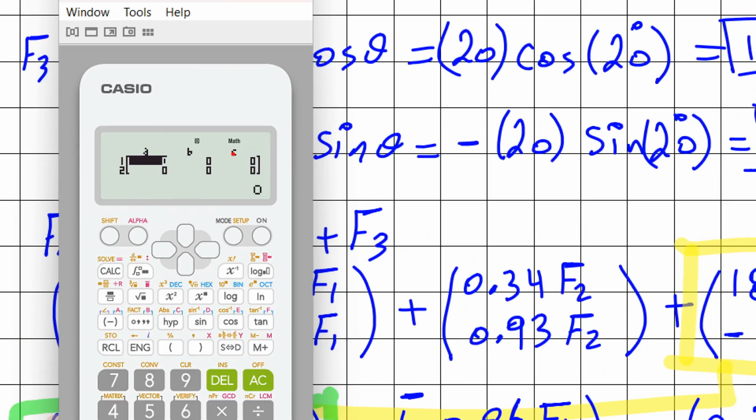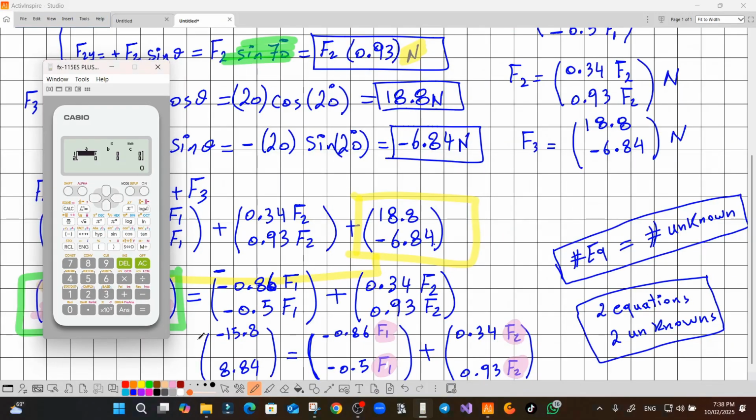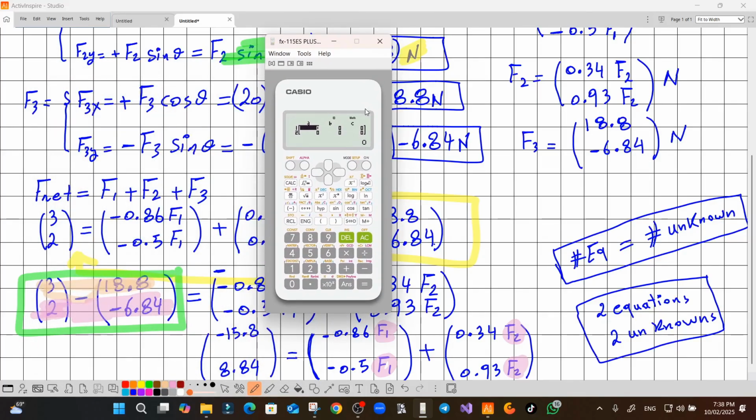And we will end up with this equation. The first entries here, the A column, represent the factors of the first unknown. For the B, these are the factors of the second unknown. And for the C, this column represents the constants, which in this case are minus 15.8 and 8.84. So keep in mind that the constant should be after the equal. So this one here.